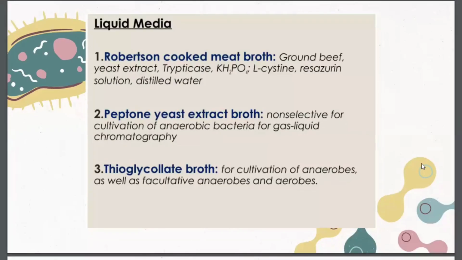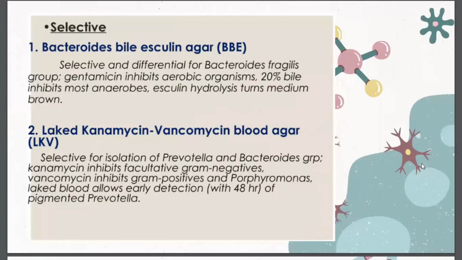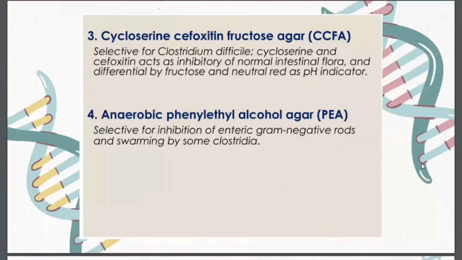So next is the selective media. Bacteroides bile esculin agar, or BBE, is selective and differentiates the Bacteroides fragilis group. Number 2 is the laked kanamycin vancomycin blood agar, or LKB, selective for isolation of Prevotella and Bacteroides groups. The third one is the cycloserine cefoxitin fructose agar, or CCFA. It is selective for Clostridium difficile.